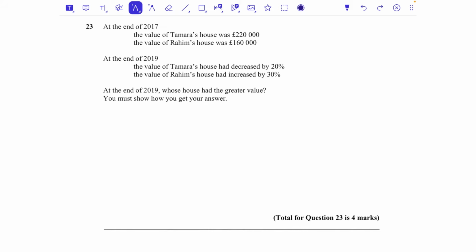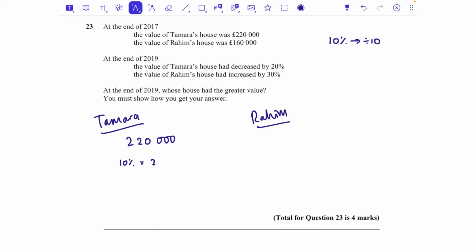So to get 10%, we always divide the value by 10 if we're starting on 100%, which we are here. So at the end of 2017, for Tamara, let's do Tamara on the left and let's do Raheem over here. So Tamara's house was £220,000. Now 10% of that would be 22,000 and we need 20% for Tamara. So we're going to double that. 20% would be 44,000. Now her house has decreased by 44,000.